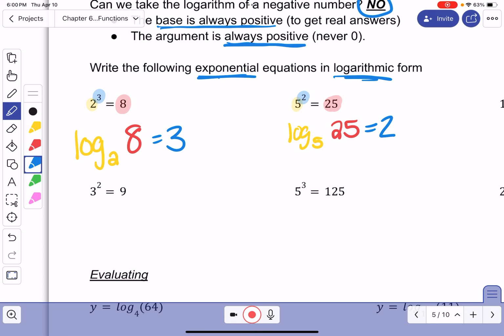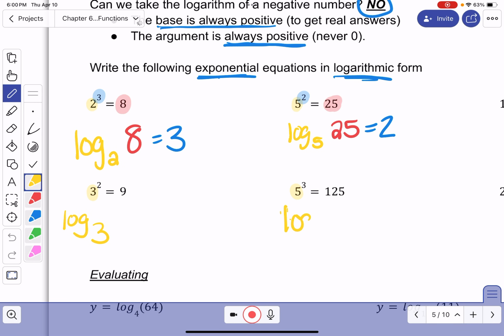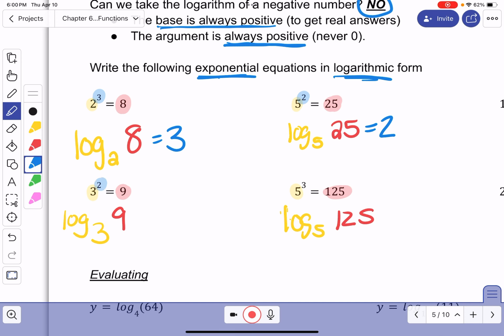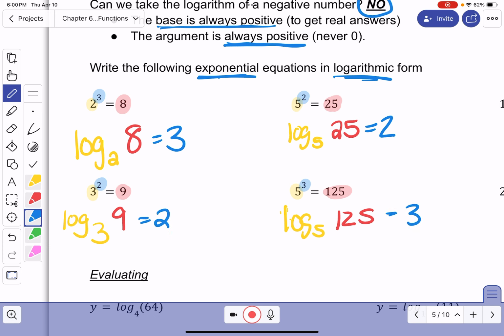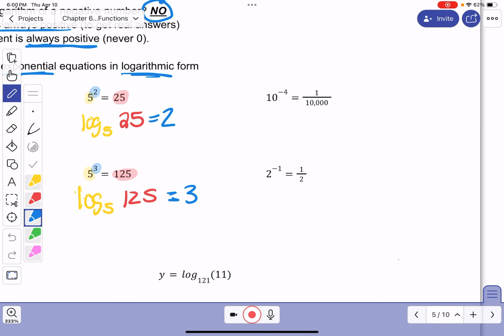So if we do the same thing for the last two, the base of 1 is 3. So log base 3, log base 5. Then we take our arguments, or answers, and make them the arguments. And that's going to equal our exponent. So that's just how you go back and forth between the two forms. Now let's look at some examples where you're actually going to be solving the equations. Oh, I lied. There's 2 more. Let's do 2 more.